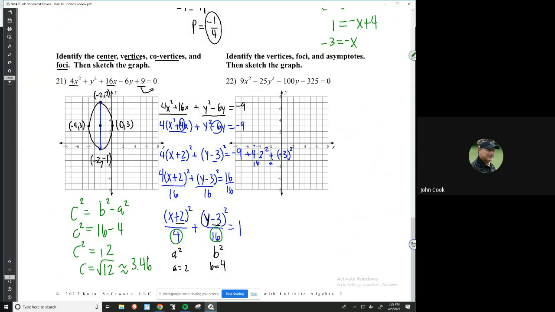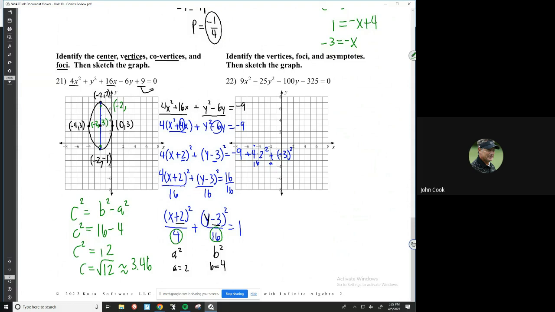So go up by 3.46. There's one focus. And then down by 3.46, 3.46 would be right there. And those coordinates are located at, let's see, it's going to be negative 2. And then remember that the center is located at negative 2, comma 3.